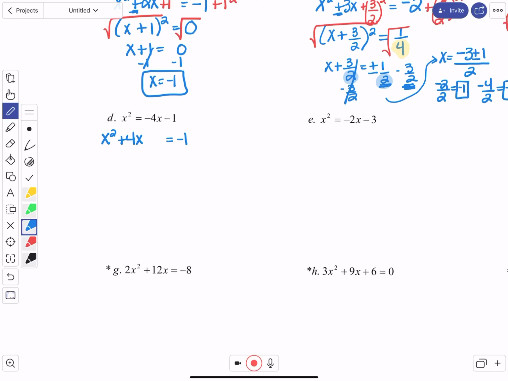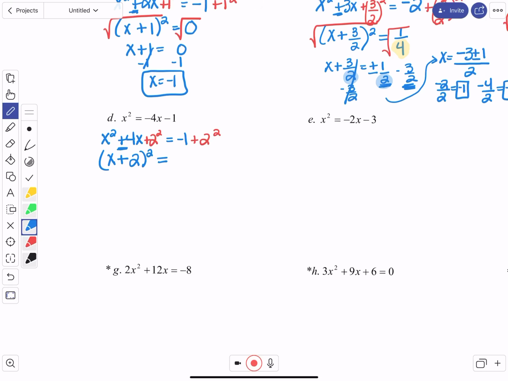Okay, so now I've got it set up. I'm ready to take half of 4, which is 2. So 2 squared, 2 squared. Now I'm going to bring x down. This is a plus, so I put a plus. Bring my 2 down and squared here.